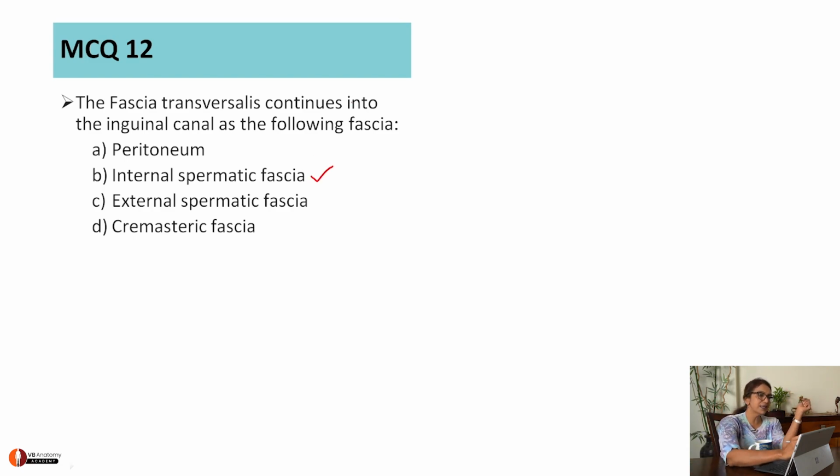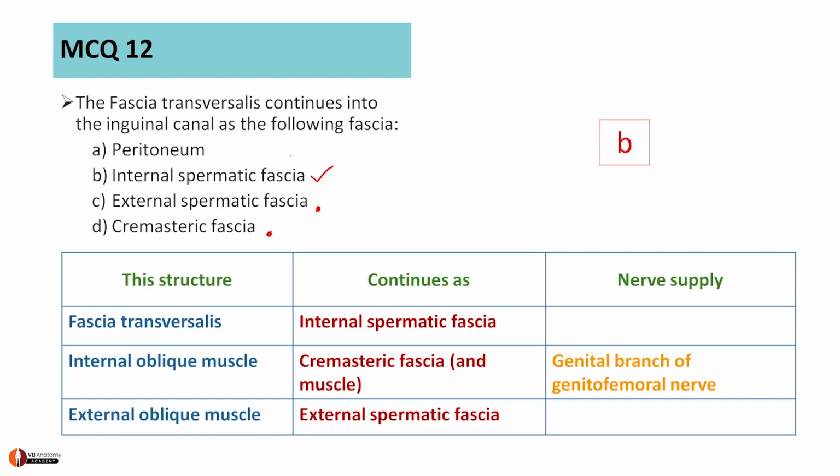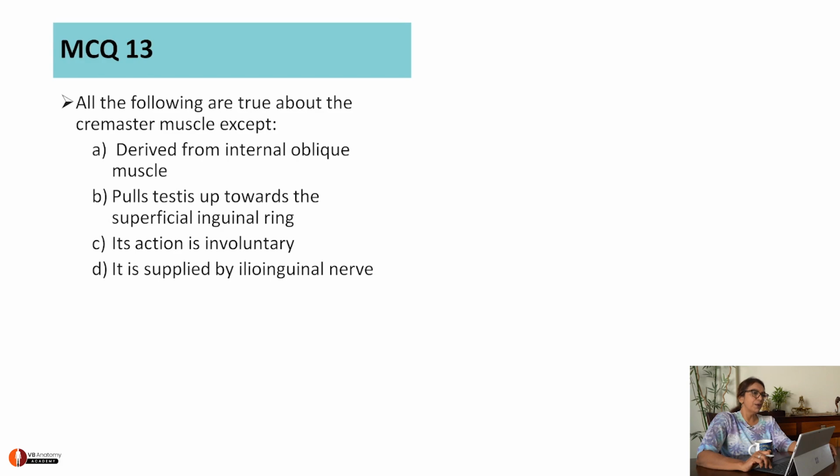External oblique continues as external spermatic fascia. Internal oblique continues as cremastic fascia. Peritoneum never continues as anything in the inguinal canal. So B is the option. Fascia transversalis continues as internal spermatic fascia. So this is the table I want you to remember. Fascia transversalis, internal; external oblique, external; internal oblique, cremastric muscle and fascia; nerve supply of the muscle, genital branch of genitofemoral nerve. Basic table.